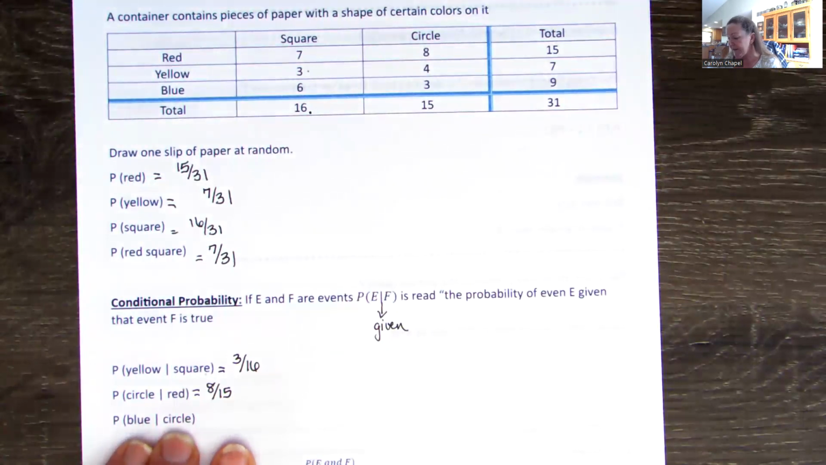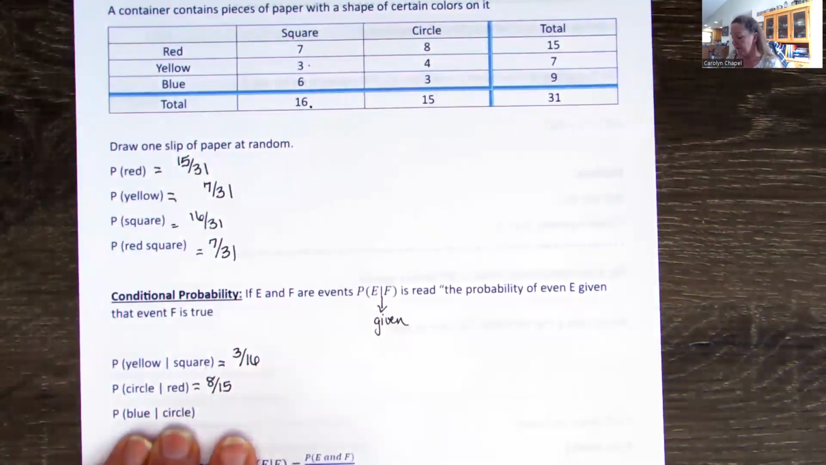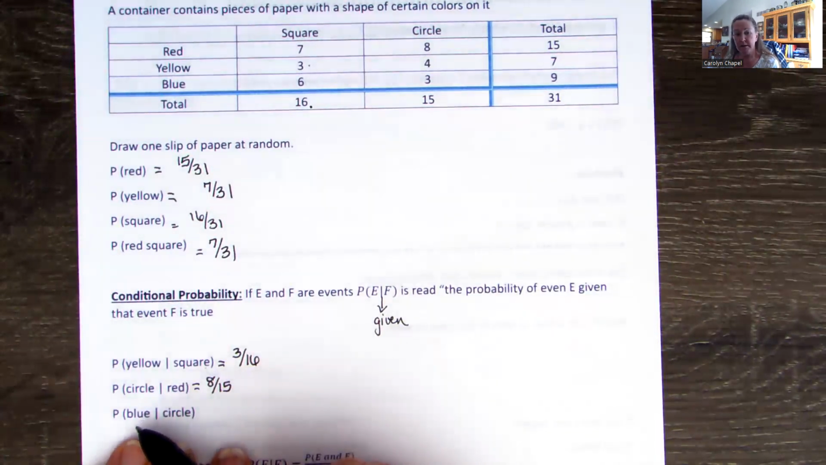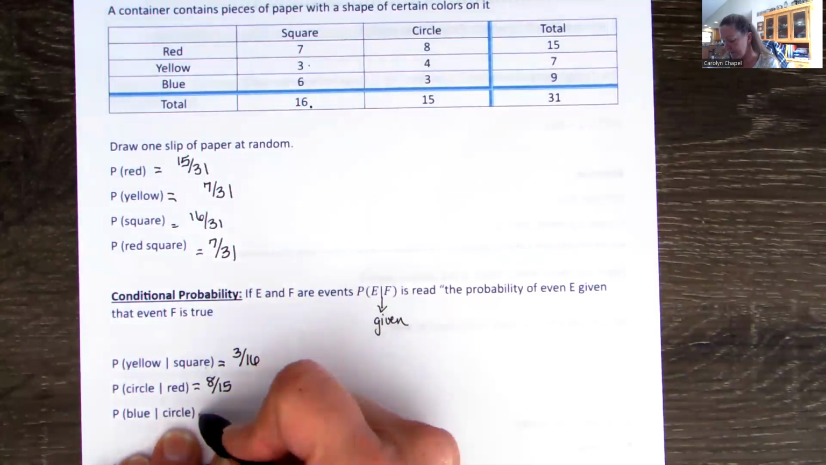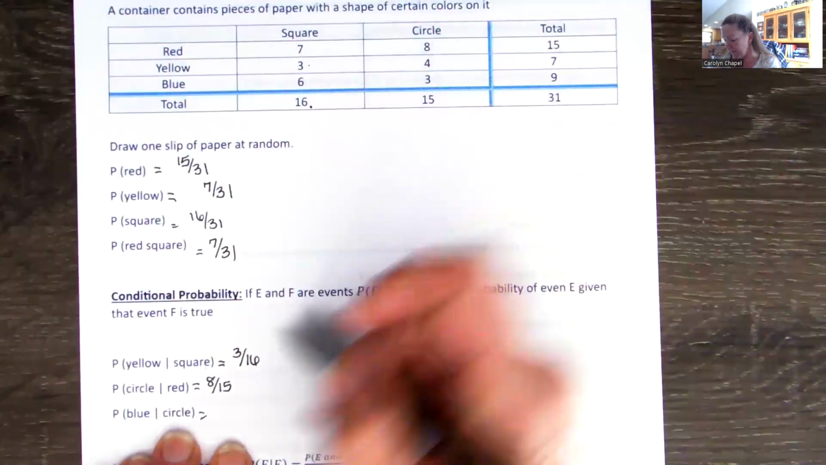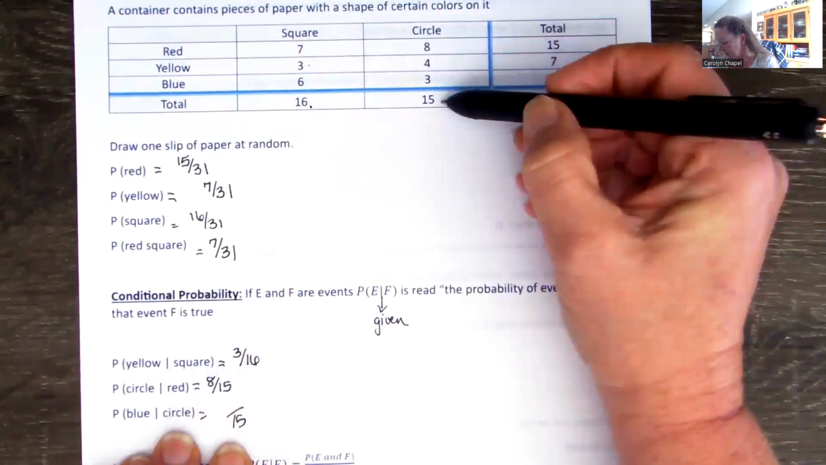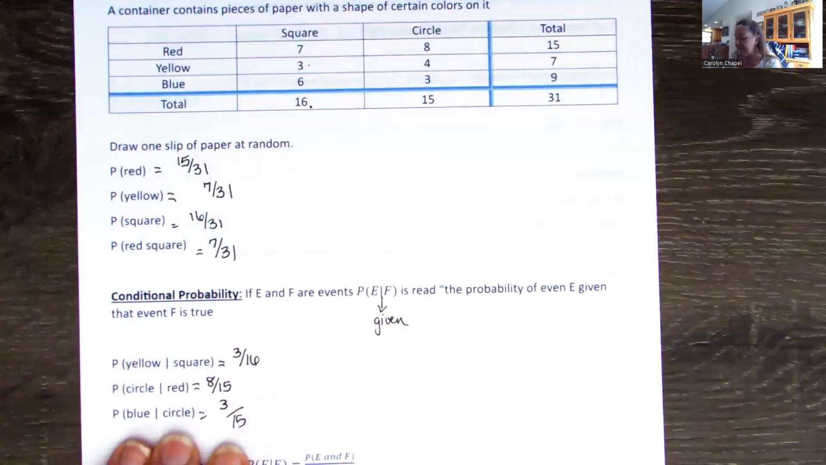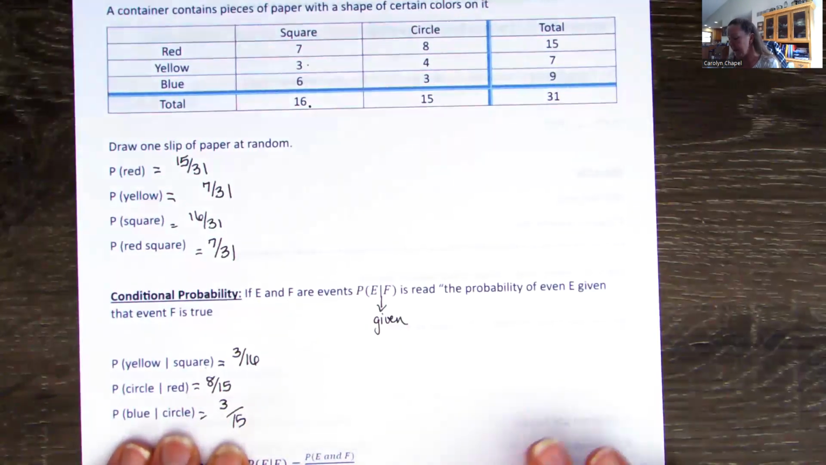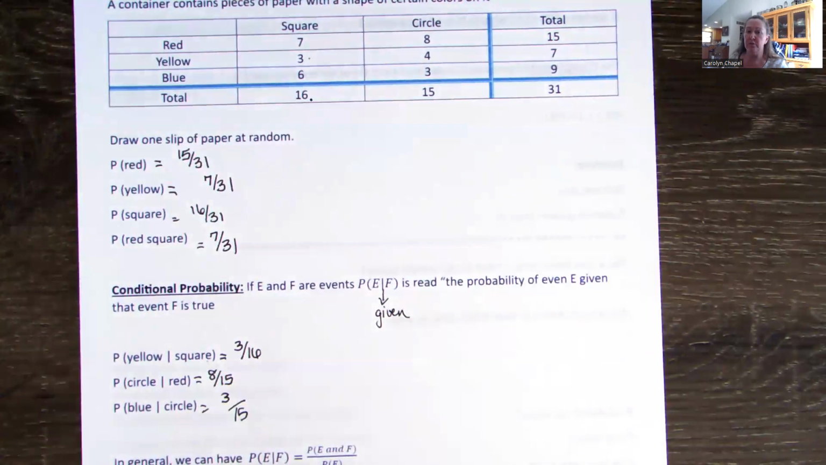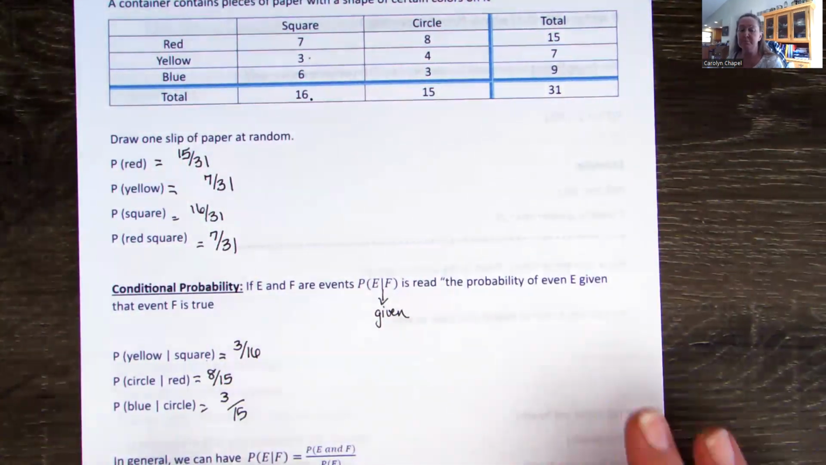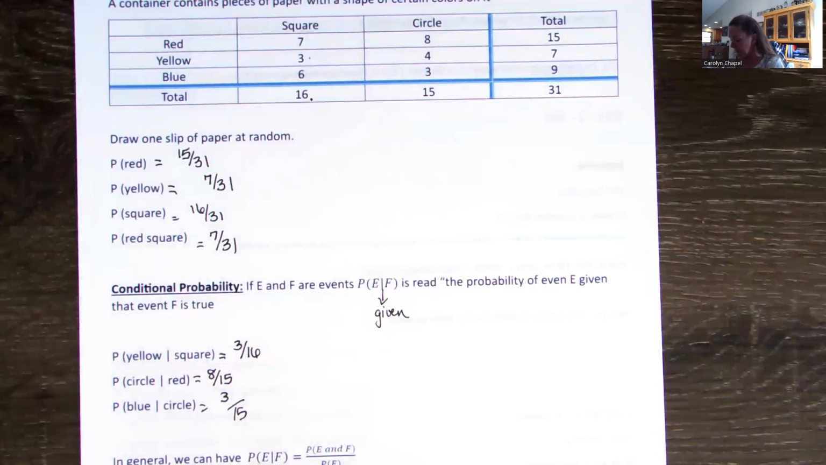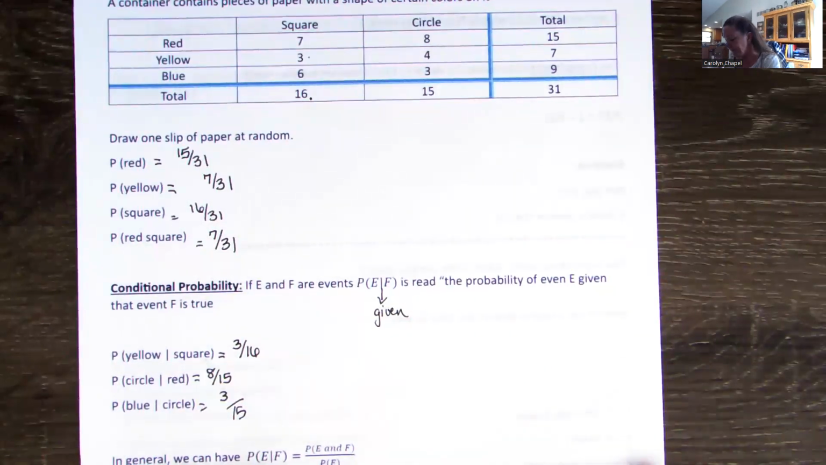Blue, given it's a circle. What's the probability it's blue, given it's a circle? So we know it's a circle. There's our circles. So out of our 15 circles, we want to know the probability it's blue, so 3. And again, we could reduce these down. We can turn them to decimals. I'm just going to leave them there so we can see where those numbers are coming from, because sometimes that's more important than the actual decimal or actual reduced fraction.